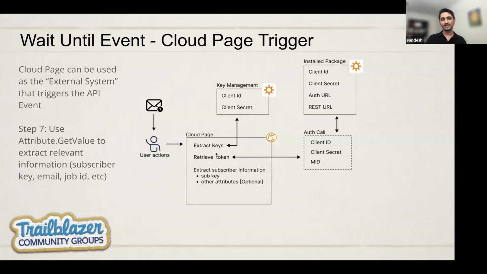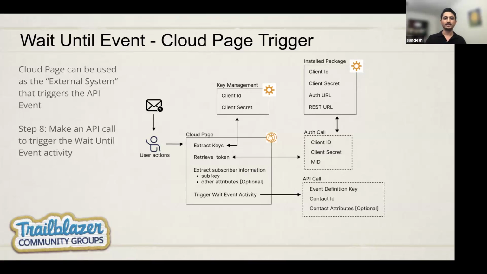Now the question is, how do you extract this information? You might already be aware that there are a lot of context variables or personalization strings in the cloud page environment. I have a link to them in the resources page if you want to check all of them out. You can extract things like the subscriber ID, email, job ID, and a lot more in the cloud page itself with variables. So once you have that subscriber information, you are finally ready to trigger that wait event activity, right?